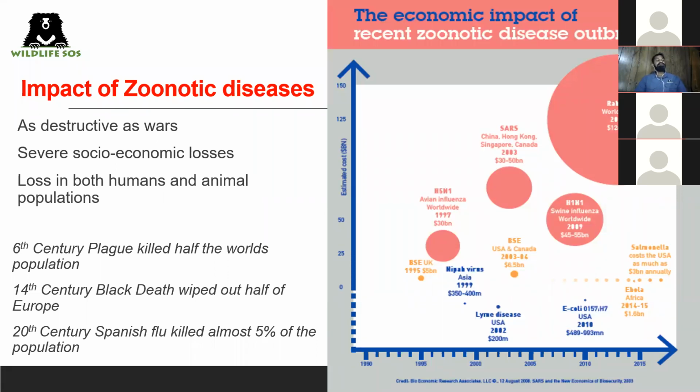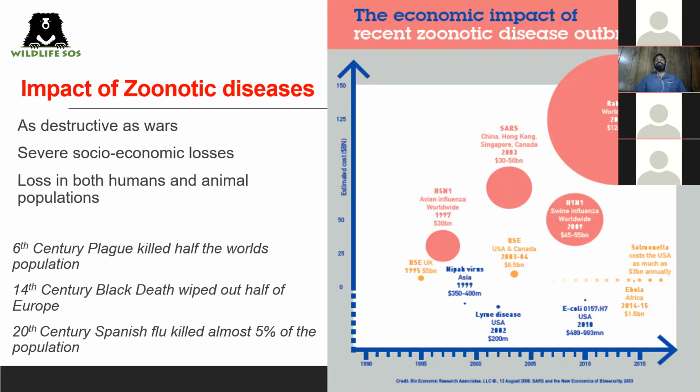So apart from the risk factors like social, ecological, and microbial, the economical impact is also to be kept in mind. You can see on this image that worldwide, because of rabies in 2013, the loss was $124 billion. It's not even million, it's all in billion. Because of SARS in China, Hong Kong, Singapore, and Canada in 2003, $30 to $50 billion was the economic loss. In H5N1, avian influenza worldwide in 1997, around $30 billion was the economic loss. So it's important to understand that zoonotic disease not only creates social, ecological, and microbial risk, it also has an impact on the economic part of it.